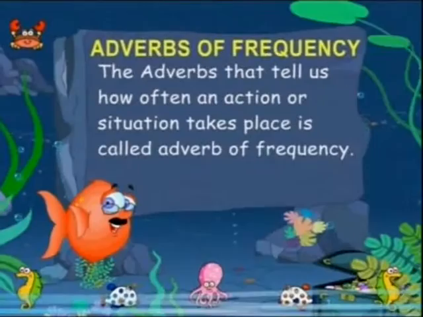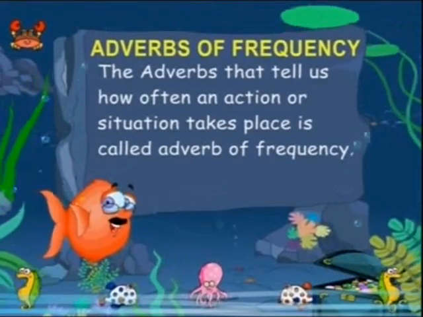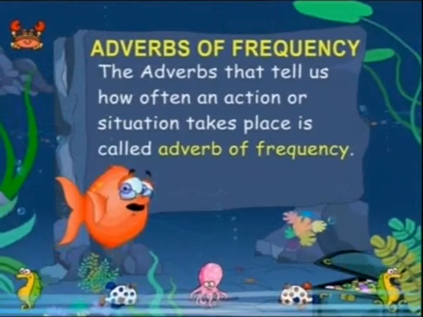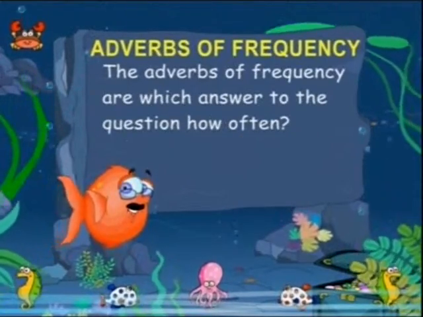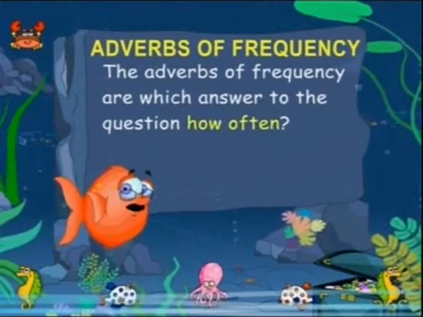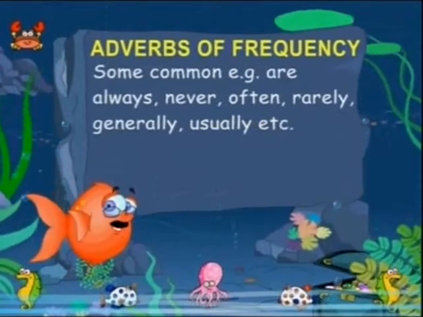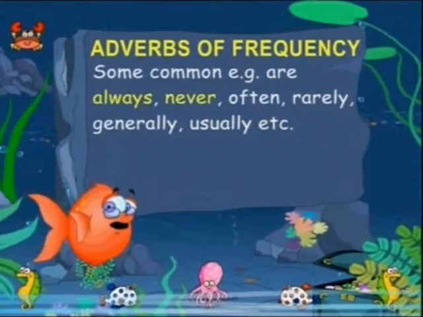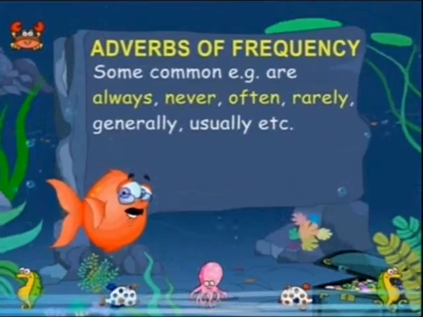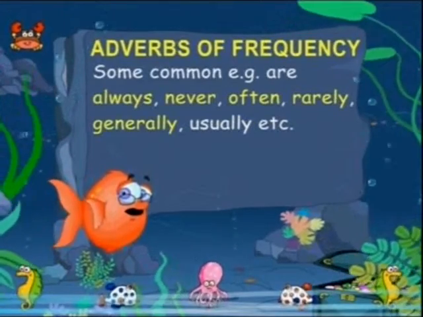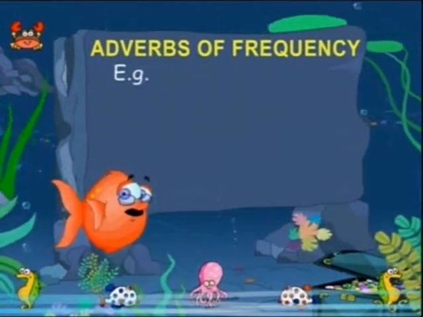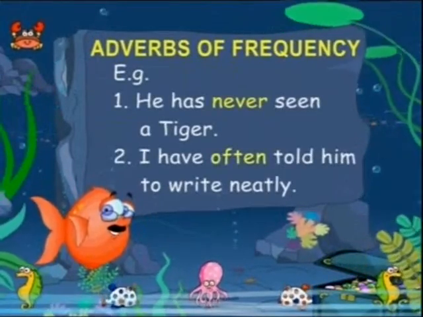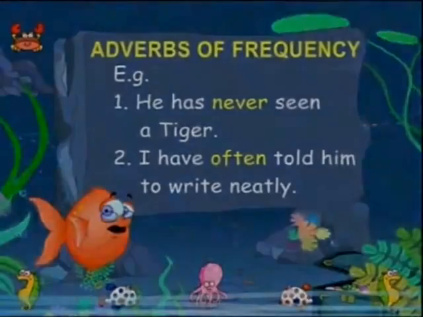The adverb that tells us how often an action or situation takes place is called adverb of frequency. The adverbs of frequency are those which answer the question how often. Some common examples are always, never, often, rarely, generally, usually. Example: he has never seen a tiger. I have often told him to write neatly.